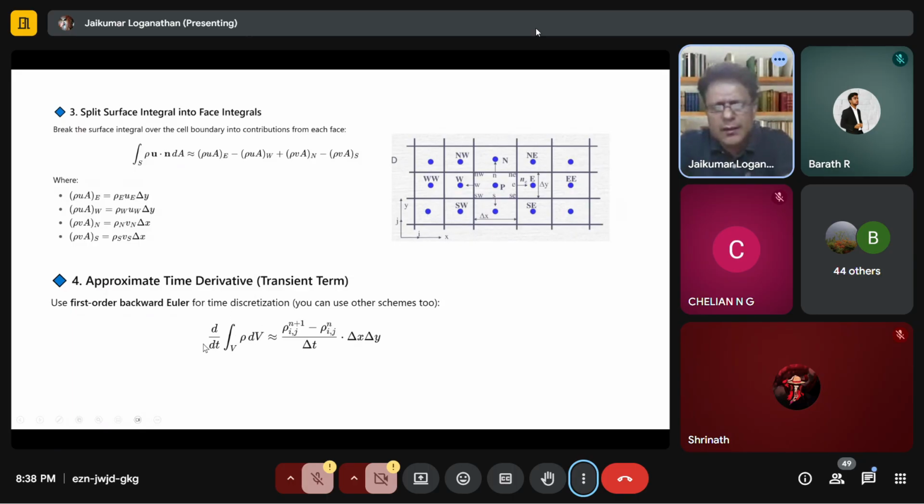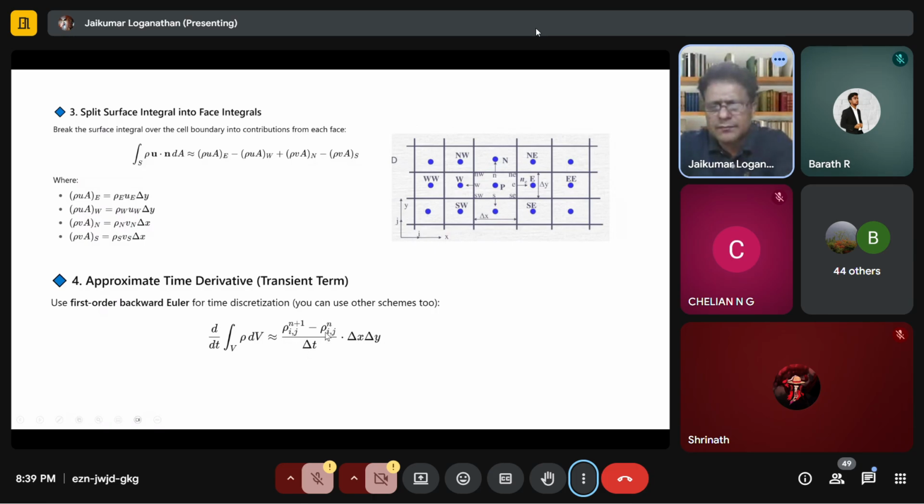We next come to the time derivative term here. So how do you take a derivative, right? It's usually y2 minus y1 by x2 minus x1 if you're just trying to find the slope of a straight line. Similarly here, the time derivative means the value of density at time n plus 1 minus the value of density at time n divided by the delta time. Okay, and here the dV is there. dV is nothing but the volume, which is delta x, delta y, and delta z. And delta z is 1, right?